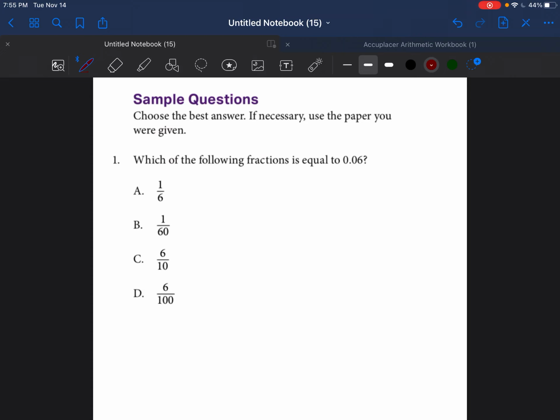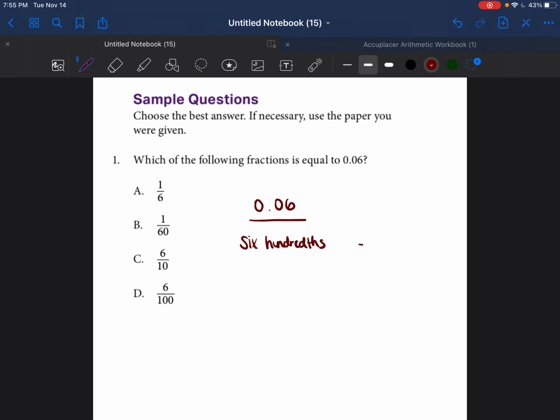So let's start with question number 1. It says, which of the following fractions is equivalent to 0.06? So we are trying to change a decimal into a fraction. The best way to do this is if you can read this decimal properly, then you're able to put it into a fraction very easily. So 0.06, the way you would read this would be 6 hundredths.